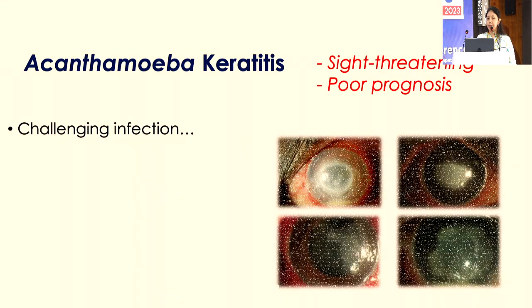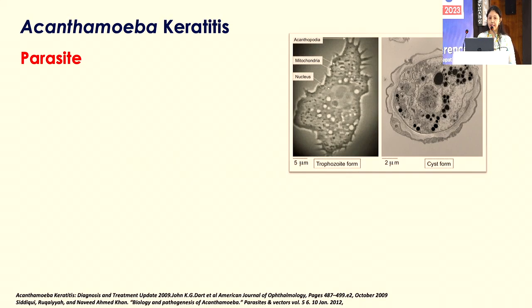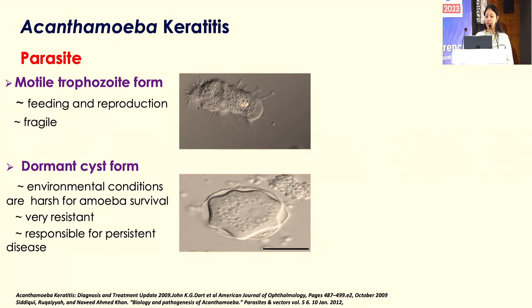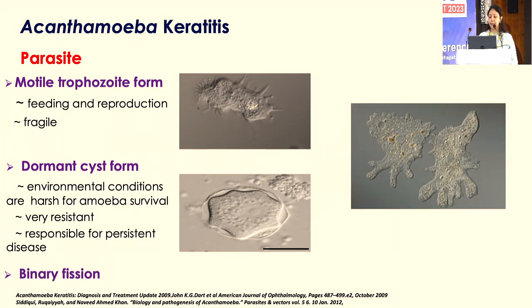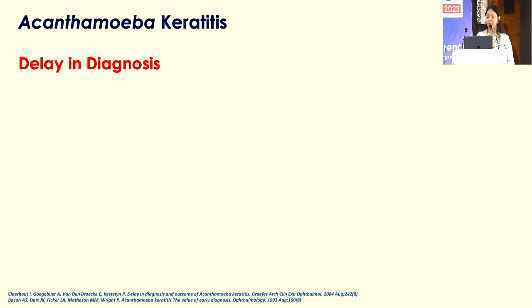And yes, acanthamoeba keratitis can be a challenging infection for several reasons, but the two most important ones is, first, the parasite. The parasite has two forms. The first one we don't have to be worried about. It's the trophozoite. It's very fragile, so it's very easy to treat. But the dormant cyst is very resistant to almost all the antimicrobial drugs and is responsible for the persistent disease. Yet the acanthamoeba multiplies by binary fission. That means one acanthamoeba can become 2, 2 can become 4, 4, 16 in a sort of a geometrical multiplication.